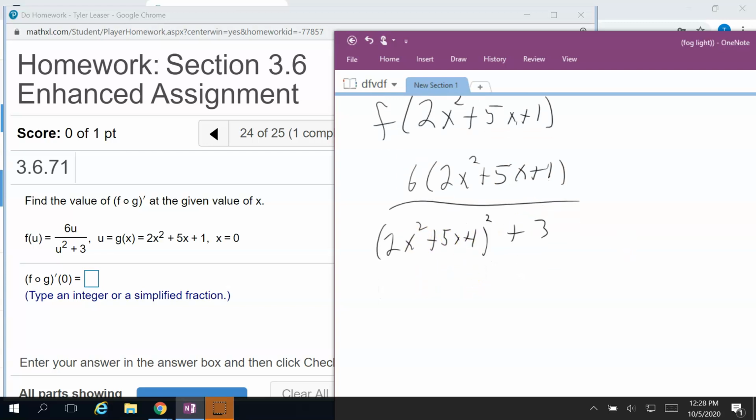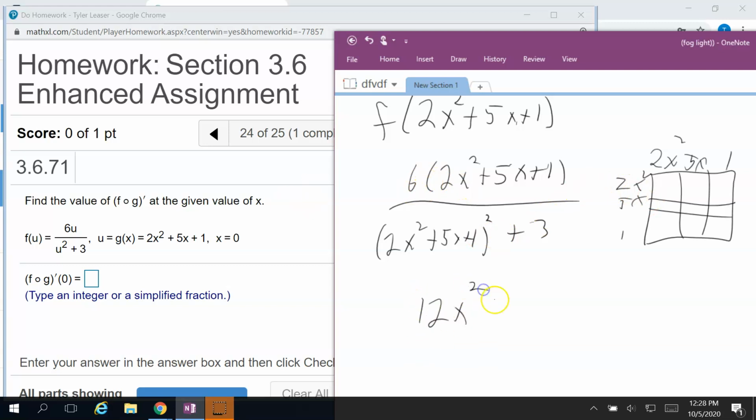So squaring this out, I don't know how you were taught how to do this, but you could do the box thing where you have 3 rows and columns. So 2x squared, 5x and 1, and then here 2x squared, 5x and 1. Multiply all this stuff in the inside and then add them all together. And then don't forget the plus 3 on the end as well. However you want to do it. I would probably do it this way. So we would distribute the 6 into the numerator.